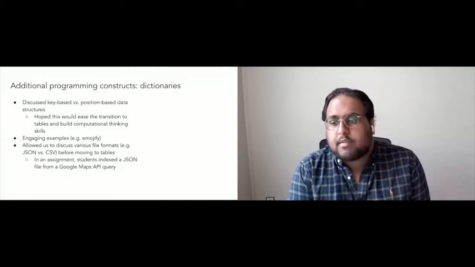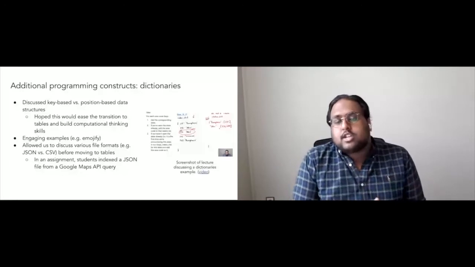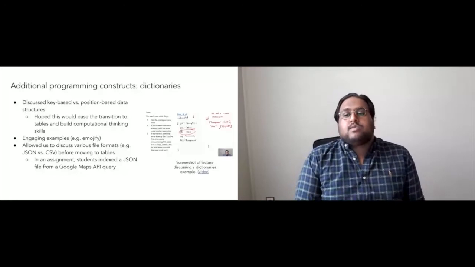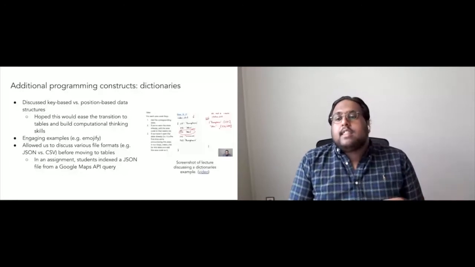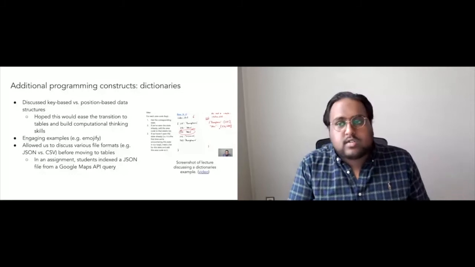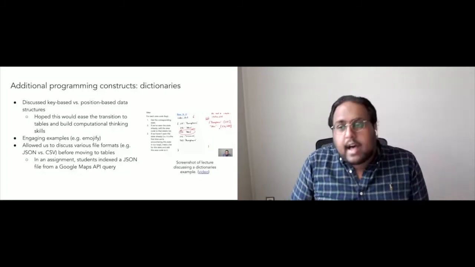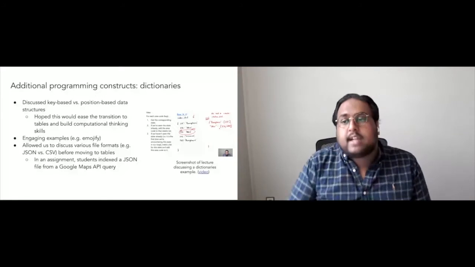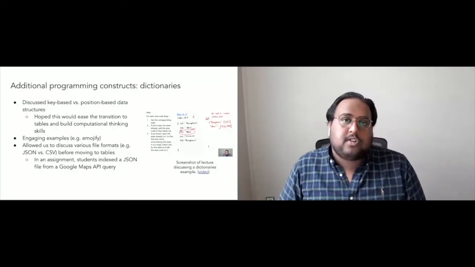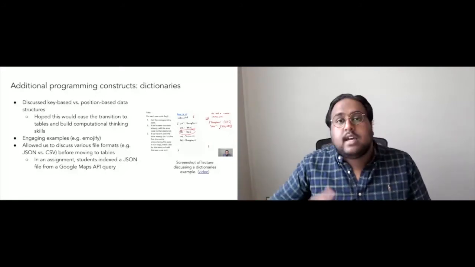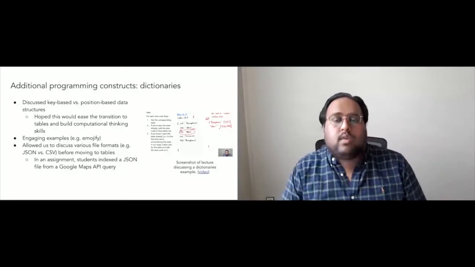And here's a screenshot from a lecture where we walked through a dictionaries example where students would take a dictionary that had area codes as keys and states as values, and sort of flip that and instead create a dictionary where states were the keys and lists of area codes were the values.